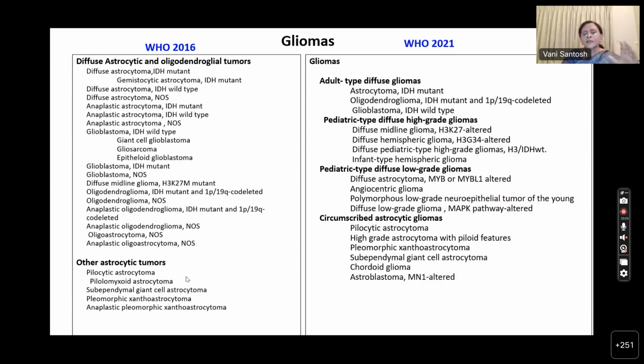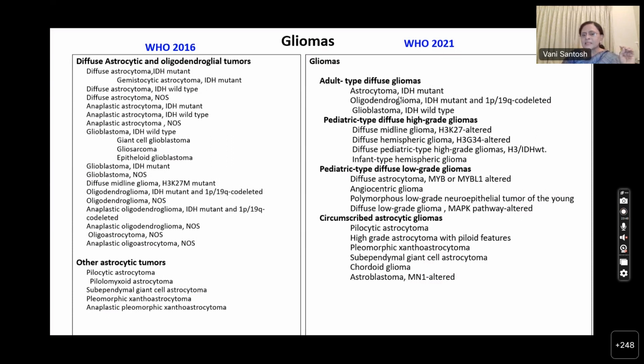And all the other circumscribed tumors came under this other astrocytic tumors. So this was a previous classification. But now you can see that the classification is much simplified. We have these groups: adult type diffuse glioma, pediatric type diffuse high-grade gliomas, diffuse low-grade gliomas, and circumscribed astrocytic gliomas. And each of them will have several tumor types within that group.